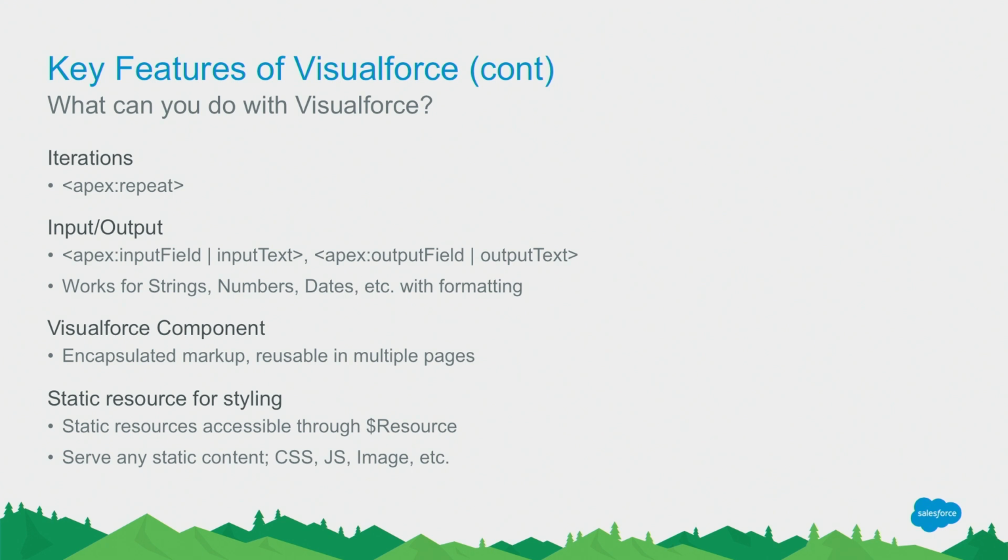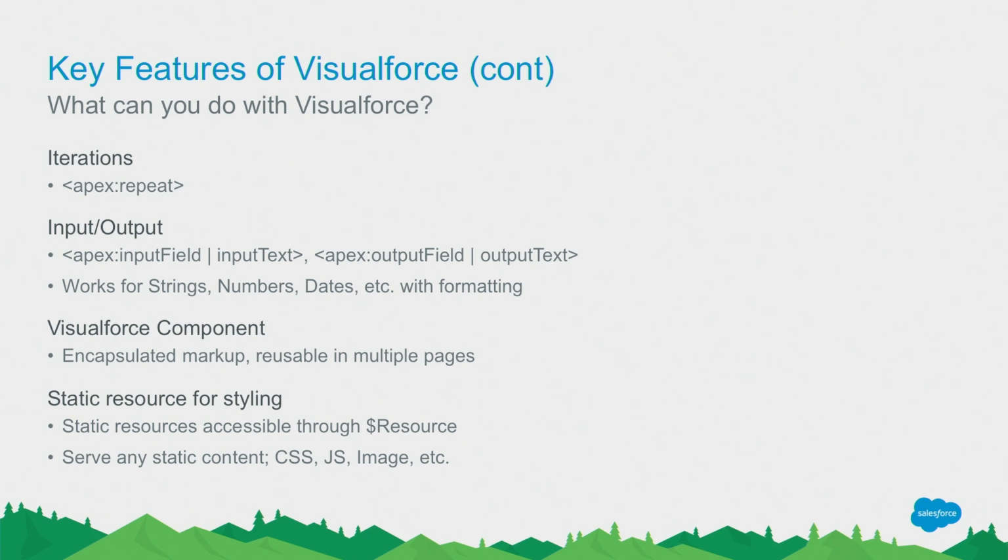Input and output is handled with the input field and input text elements, and the output is output field and output text. A cool thing about these elements is that they work on the data type. So if you have a pick list data type in your object and you render an input field, you're going to get a pick list widget. And for output, if you have a date field, for example, and you use output field, you're going to get the date formatting of your locale, and that all comes for free.